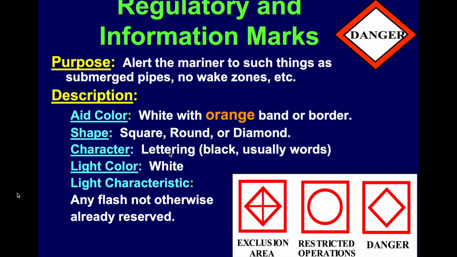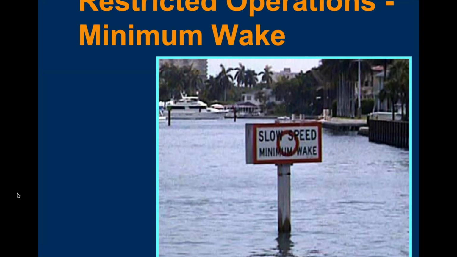Regulatory and information marks, white and orange. They're going to have a white light and usually black lettering, and they can use any light characteristic except one that's already used. They can't use 2+1, they can't use Morse alpha, they can't use quick. Those are all designated for specific aids that we've already covered. Here's one in use. I'm sure you guys have all seen these slow speed minimum wake signs.